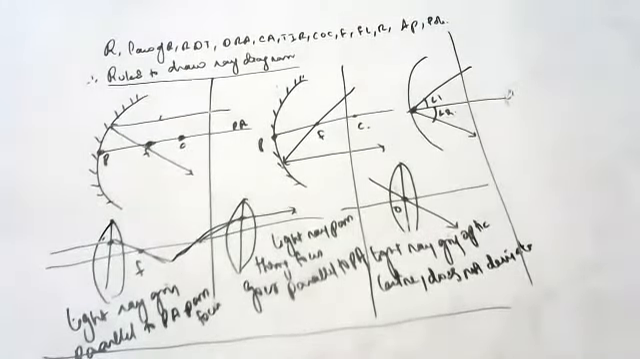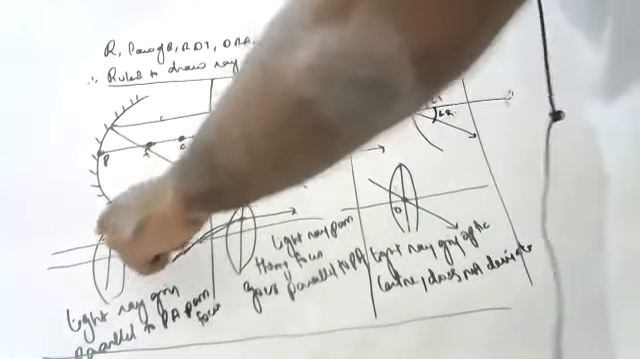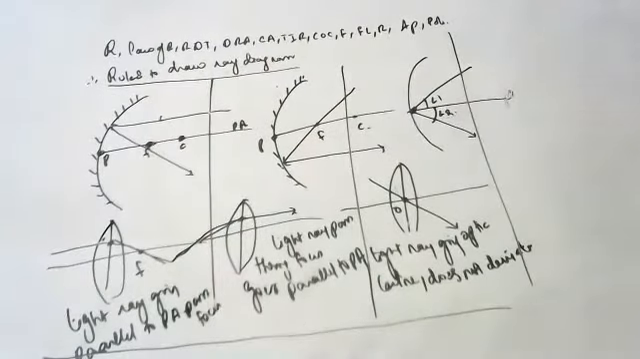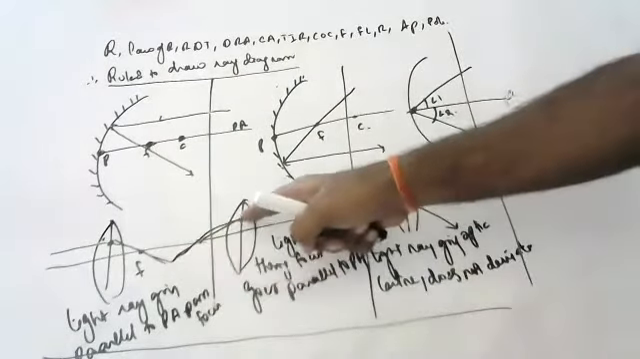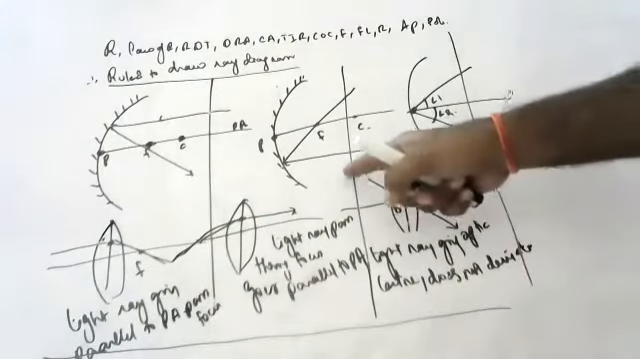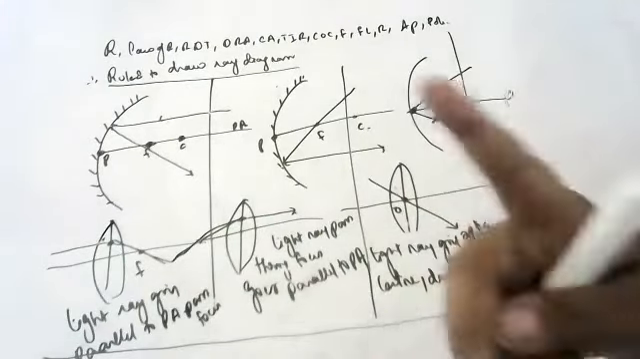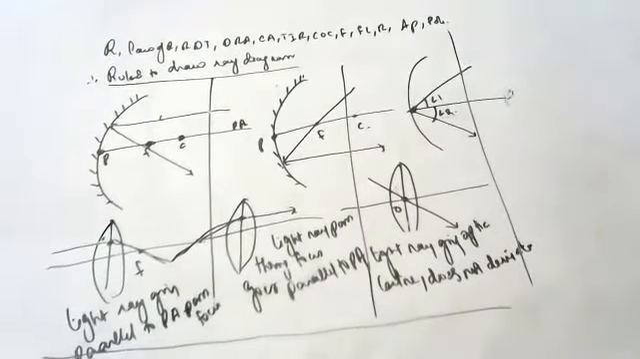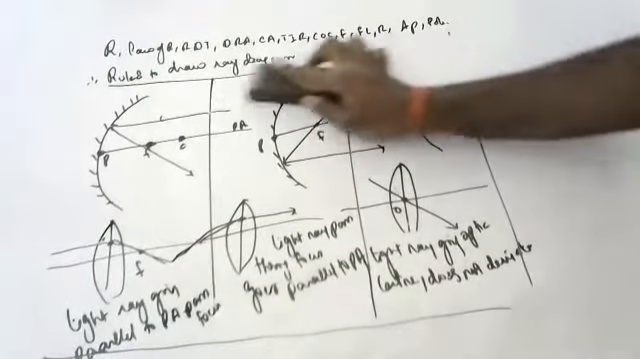Sujit, can you repeat? Light ray going parallel to the principal axis goes to focus. Light ray going through focus goes parallel to the principal axis. Light ray going through the optic center does not deviate. Okay, children, now the rules are over.